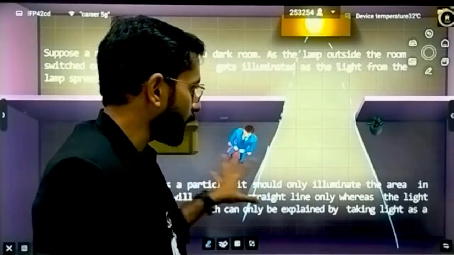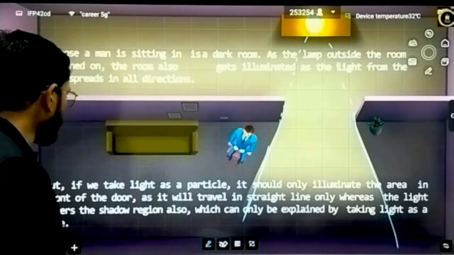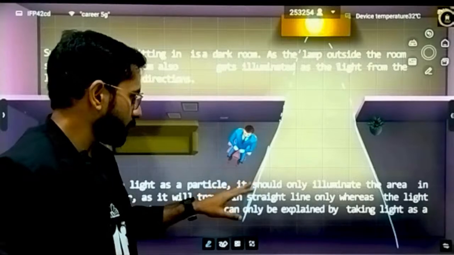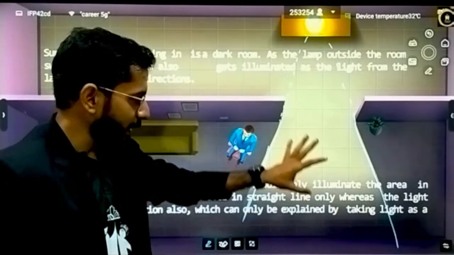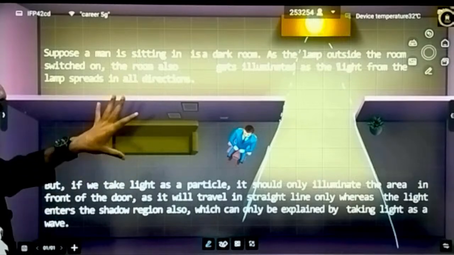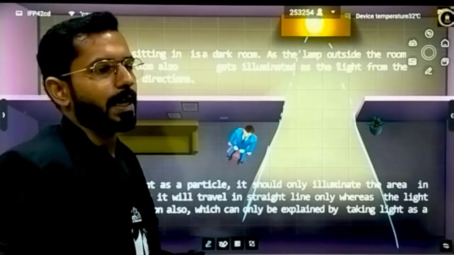Light will be coming on the other part of the room also. Why? Because there is the bending of light. But if you are taking the light as a particle, it should be coming in this portion only. Why would that particle reach there, if you are assuming this as particle nature only? So that's why light diffraction is also a proof that light is actually having a wave nature.